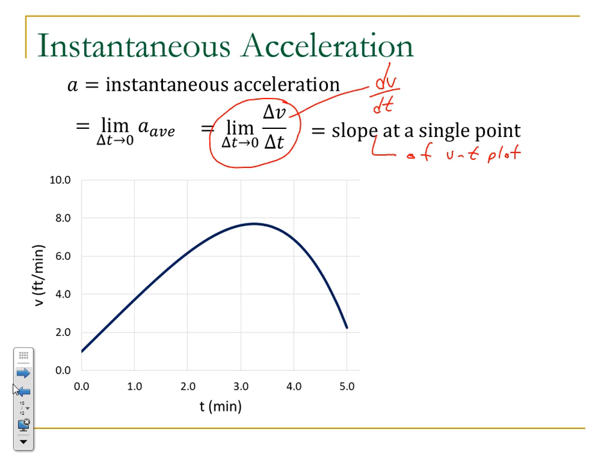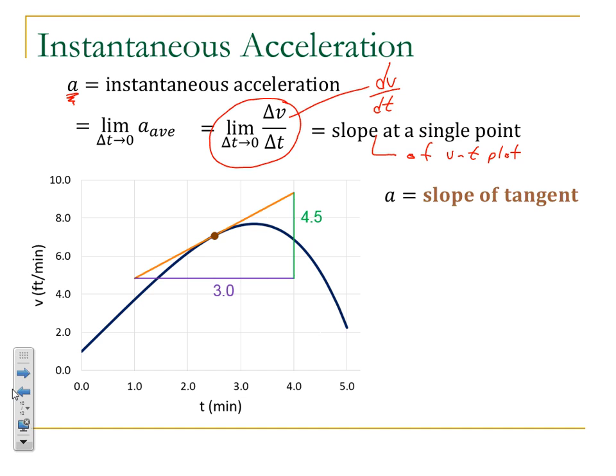So here's the same data plot that we had from the previous slide, where Gary sped up and then he slowed down. And let's calculate the instantaneous acceleration at 2.5 minutes. So we can draw in a tangent line, and the slope of that tangent line is going to be our instantaneous acceleration. You can see that our A here for instantaneous acceleration does not have any subscripts, just A.